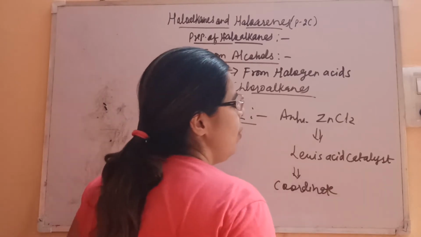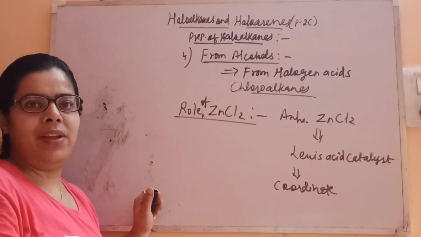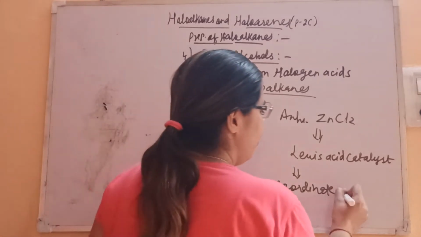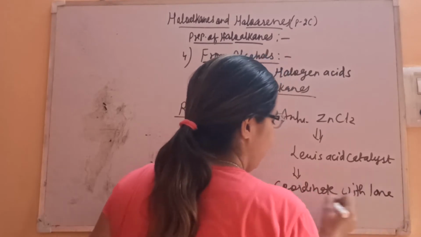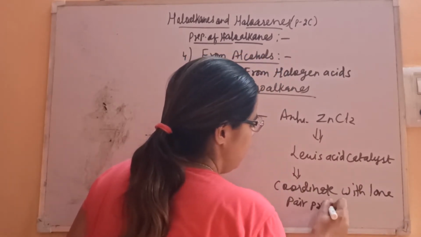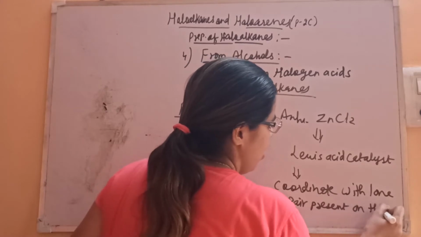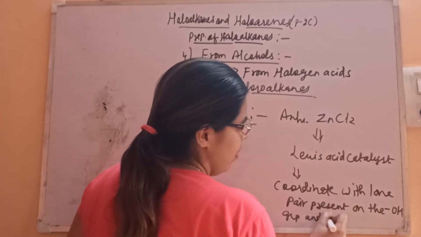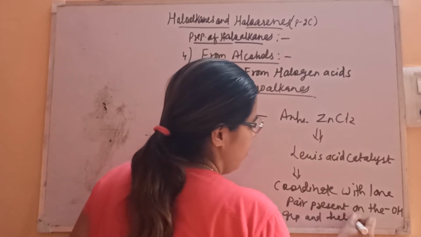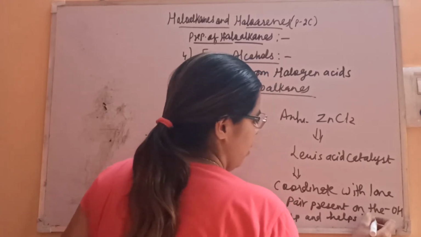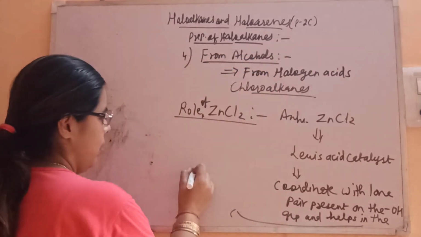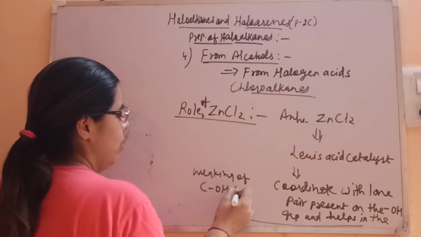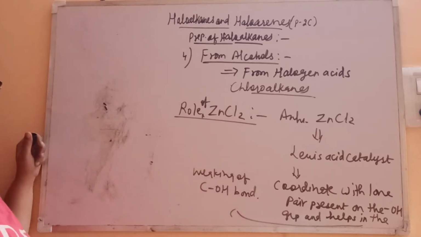Because what is the function of a Lewis acid? It needs a Lewis base to coordinate with. So the Lewis base here is the OH group of the alcohol. So it coordinates with the lone pair present on the OH group, and helps in the weakening of the C-OH bond. In 3 degree, it's already there.